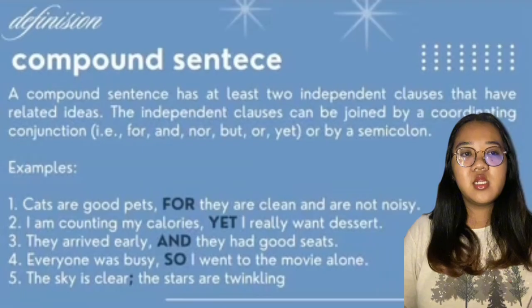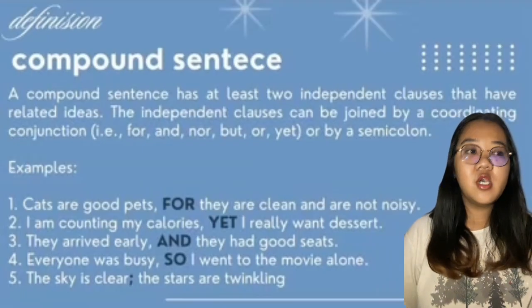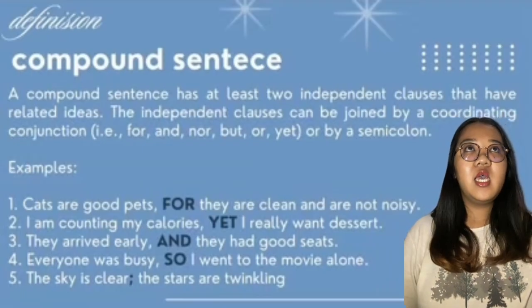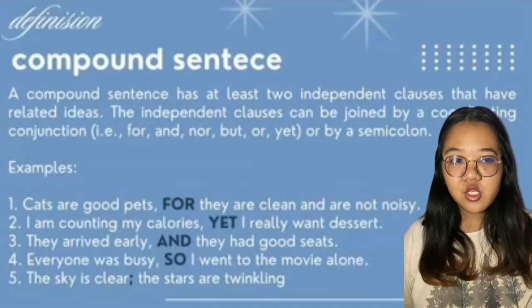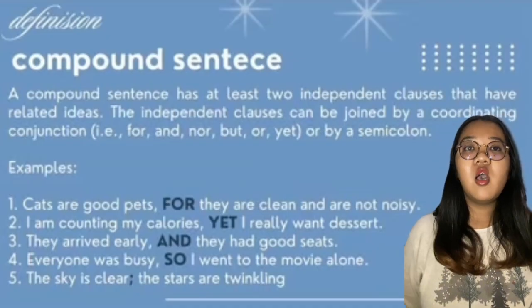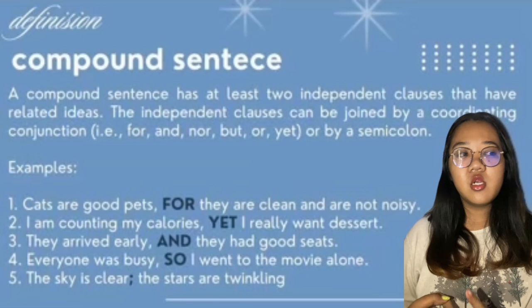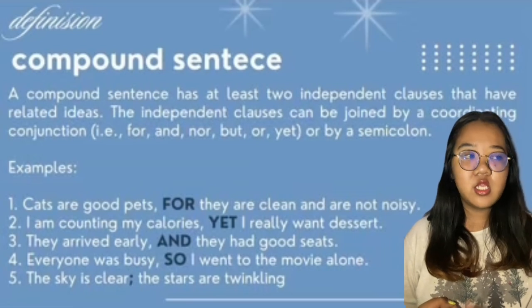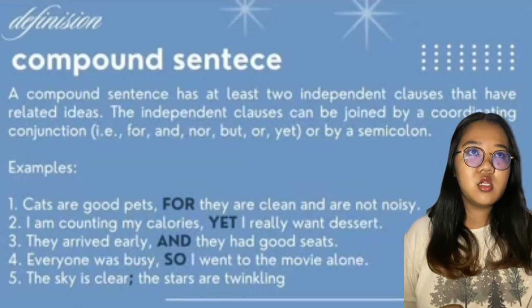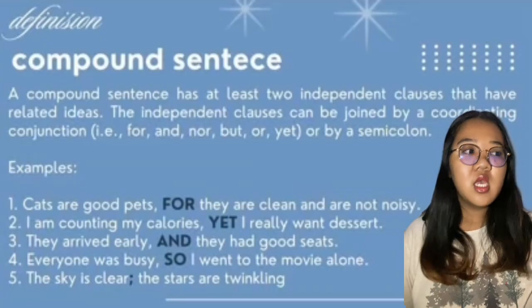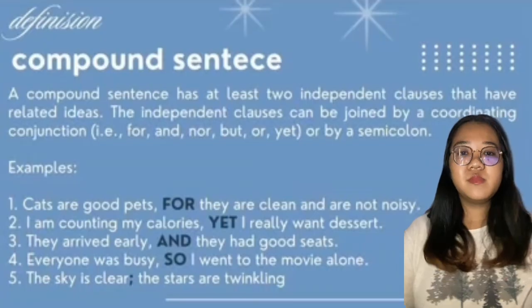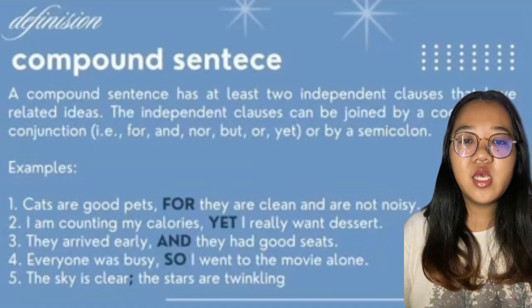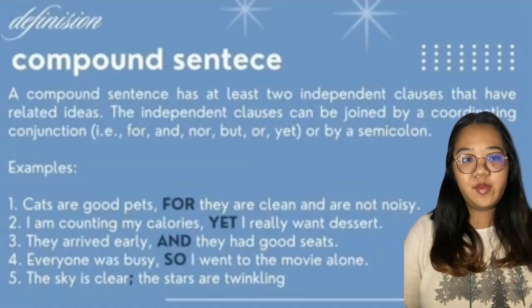These independent clauses have related ideas and are joined together using coordinating conjunctions such as for, and, nor, but, or, yet, so, or the call is FANBOYS, or by a semicolon. Okay, now let's look at the example.